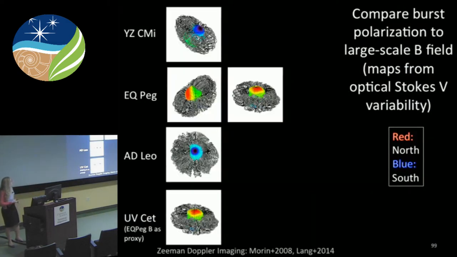You can use optical spectral polarimetry over time to map the large-scale magnetic field of these stars. That's called Zeeman Doppler imaging. I won't go into that, but it does give you a fairly good handle on whether you're seeing the north magnetic pole of the star or the south magnetic pole of the star. And here, the stars that look blue are the ones where the south magnetic pole is up, and the ones that look red are the ones where the north magnetic pole is up.